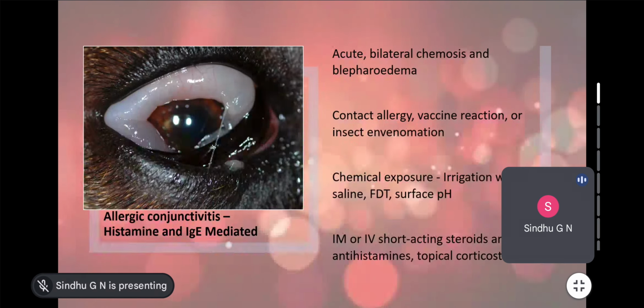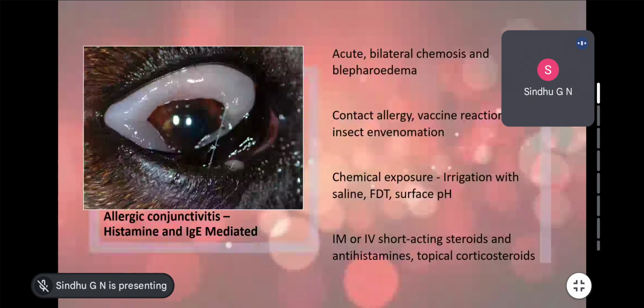It can be because of any contact allergens, vaccine reactions, especially injectable form of kennel cough vaccines can cause this one, or insect envenomation. Then chemical exposure like irritants can cause this. So in such a case, immediate irrigation with a lot of saline, then fluorescein test to verify whether any ulceration or corneal erosion has happened. And please check the surface pH because chemicals can change the pH of the ocular surface. So that has to be addressed with a copious amount of saline wash.